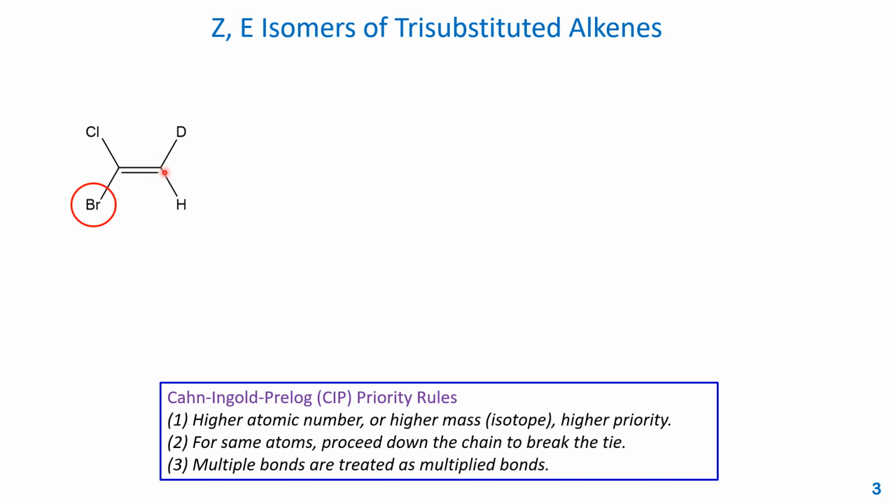Now look at the other vinylic carbon. Deuterium and hydrogen are the same element. They are isotopes, so you have to use the mass number. Okay, deuterium's mass number is 2, hydrogen is 1, so deuterium is higher priority. Now, second step. Look at these two higher priority groups. If they are on the opposite side of the bond, that's called the E isomer. Okay, if they are on the same side of the double bond, that will be called the Z isomer. Okay, but for this example, it's the E isomer.